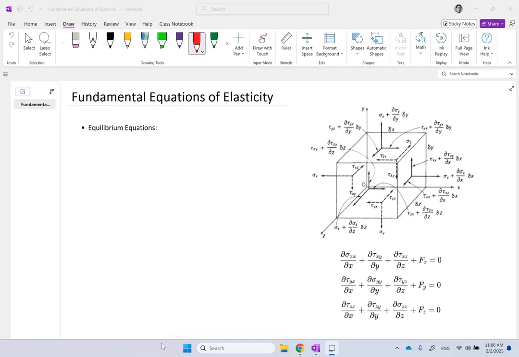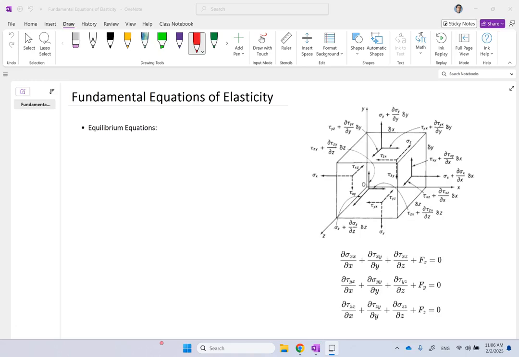Hello everyone. In this video we are going to look at the fundamental equations of elasticity, and I said before I go to different cases like axial loading, bending, torsion, combined loading, shear, and so on. Let me just look at the big picture first and the big equations that we have, and then we can go into individual cases. So here we are looking at an infinitesimal element.